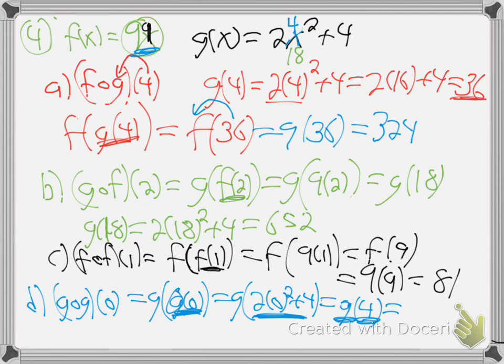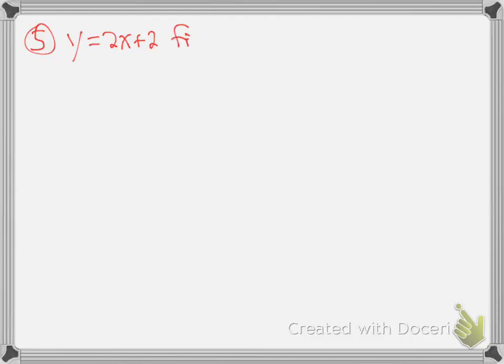to the g function right there. You get 2 times 4 squared plus 4. What is that? 2 times 16, 32, 36. There we go. Okay, so number 5, part A, says find the inverse.